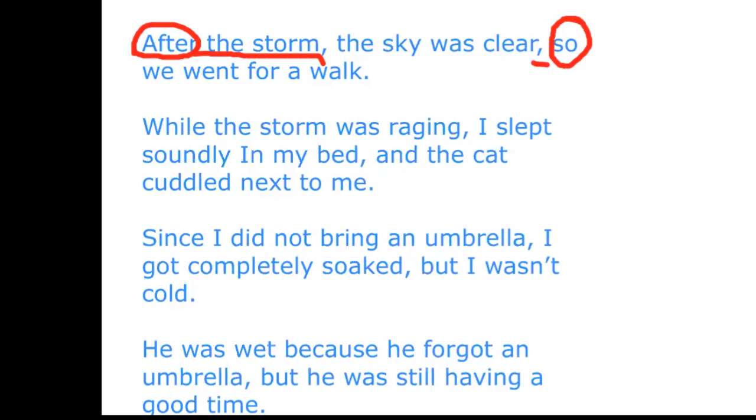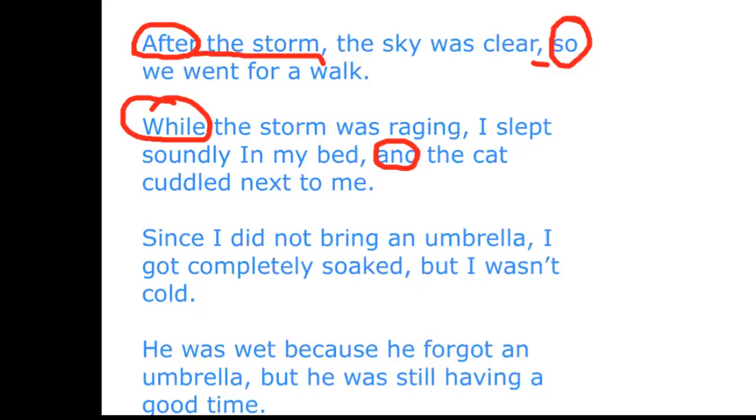Next, while the storm was raging, I slept soundly in my bed and the cat cuddled next to me. First, we'll find the subordinating conjunction. It is while. While the storm was raging is the dependent clause. I slept in my bed is the independent clause. And is the coordinating conjunction. The cat cuddled next to me, that is another independent clause.